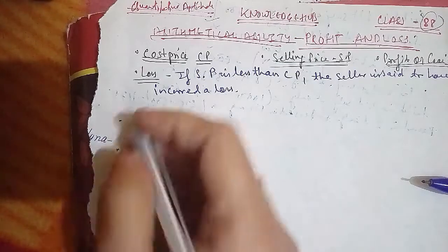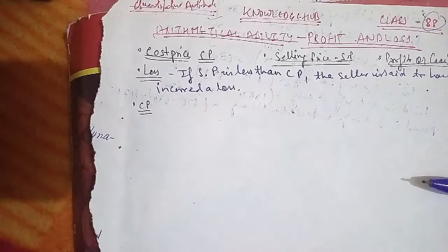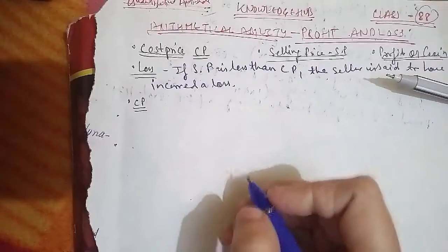Now we'll talk about the cost price also. I will write it down for the CP, the abbreviated form. The cost price is the price at which an article is purchased, called its cost price.